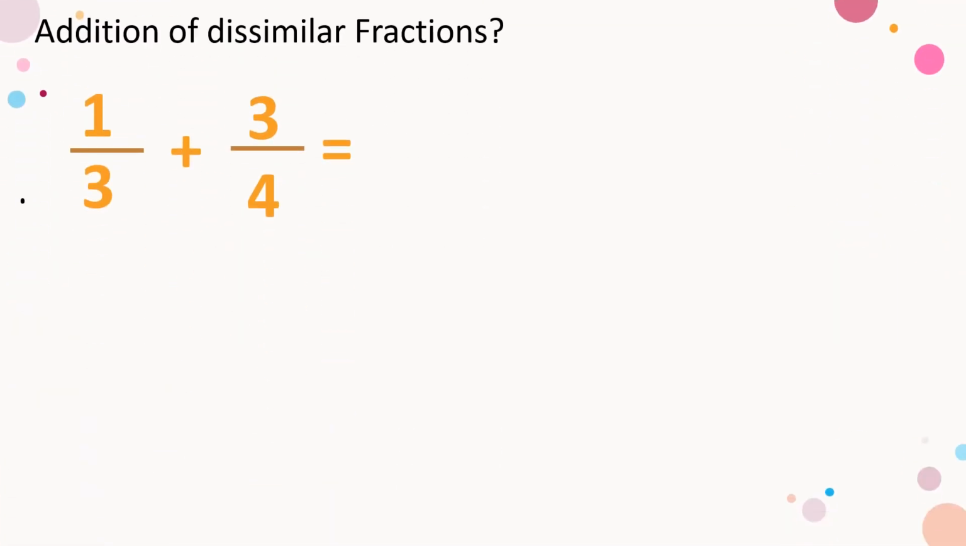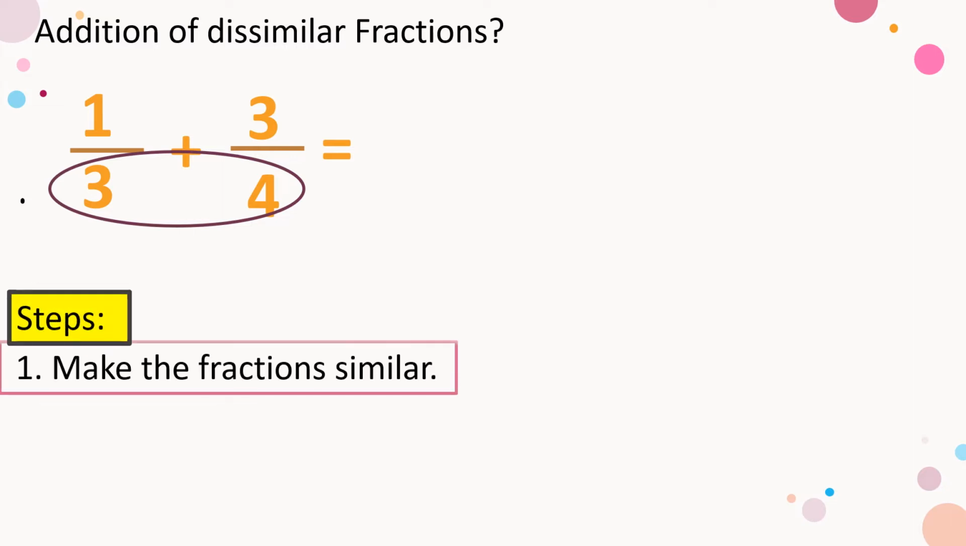Start with addition of dissimilar fractions. So I have here 1/3 plus 3/4. Look at the denominators, 3 and 4. They are not the same. Now, to add dissimilar fractions, first make the fractions similar.